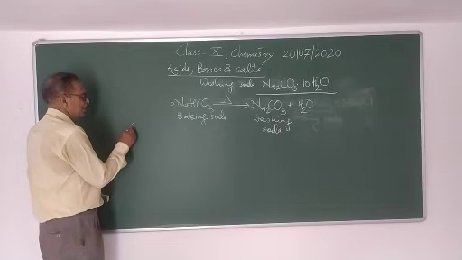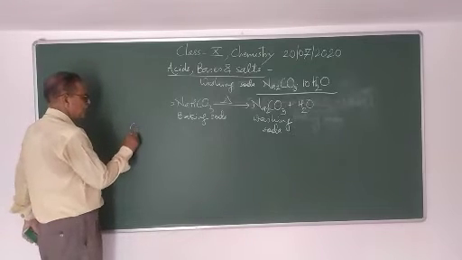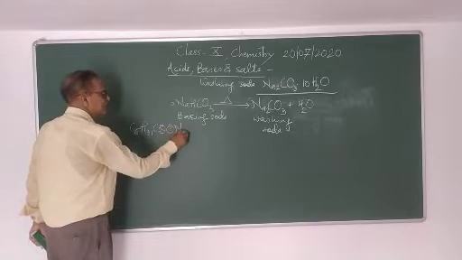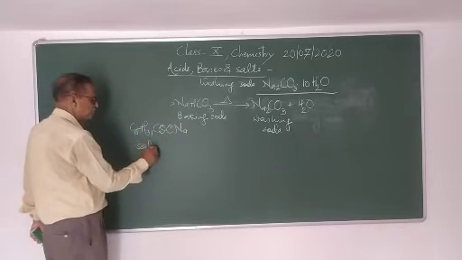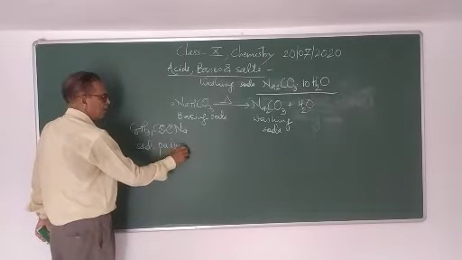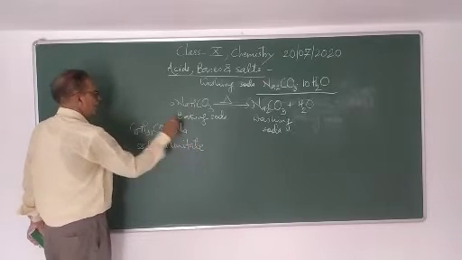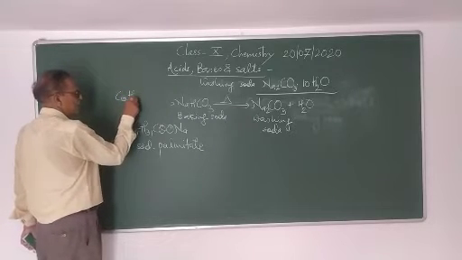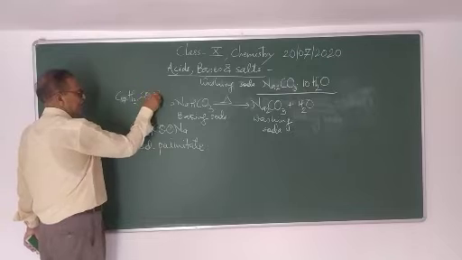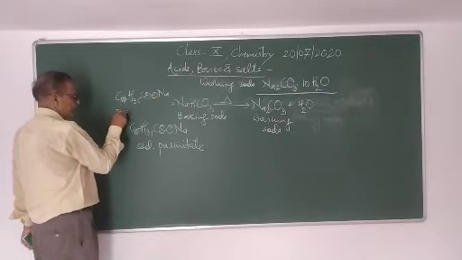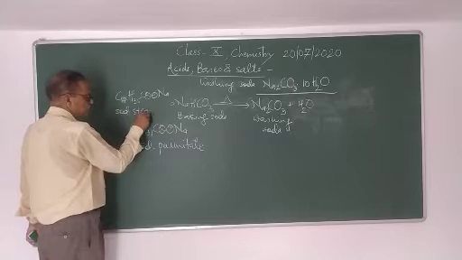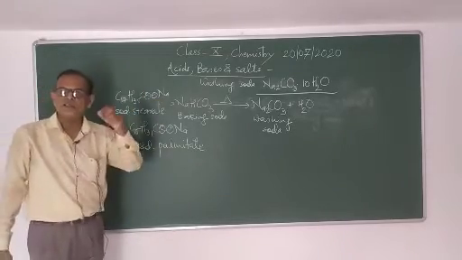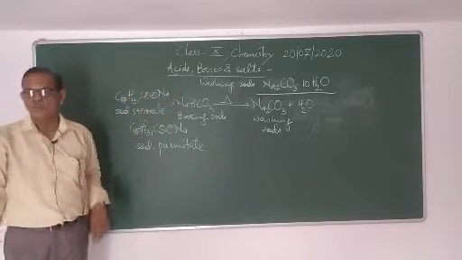For example, C15H31COONa. So this is the sodium palmitate. This is soap, sodium palmitate. Then C17H35COONa. This is sodium stearate. So these are the soap, and carboxylic acids are converted into their sodium salt by adding washing soda.